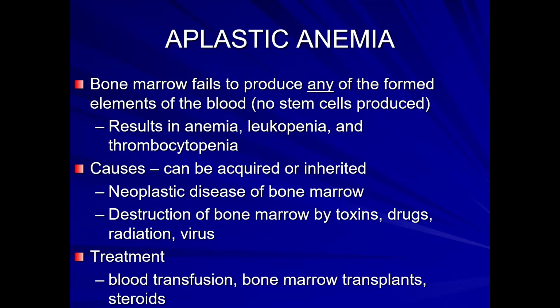This can be destruction of bone marrow by toxins, drugs. You will hear patients say they have to have radiation. They have to have very aggressive treatment for cancer, which then destroys their bone marrow. And they are then going to need blood transfusions, bone marrow transplants, and possibly steroids. And then if these people end up on steroids for a long time, what can happen, again, if you think back of a patient that's been on steroids for a long time.